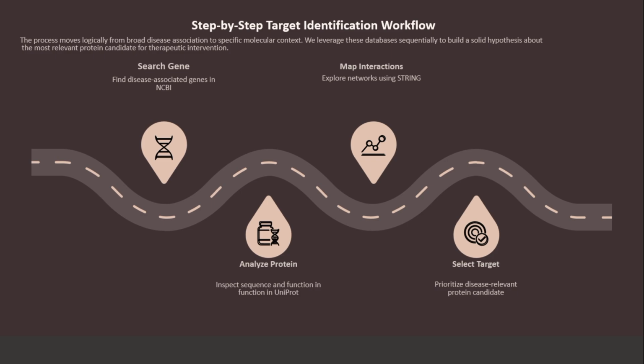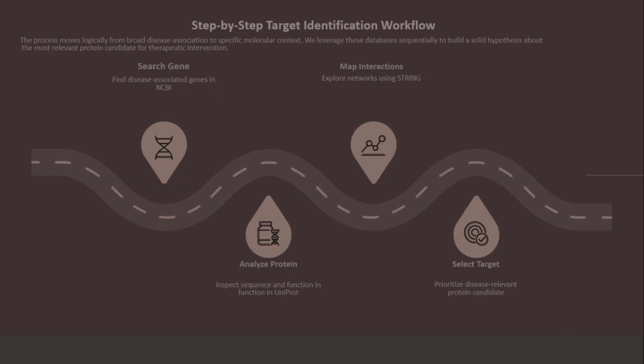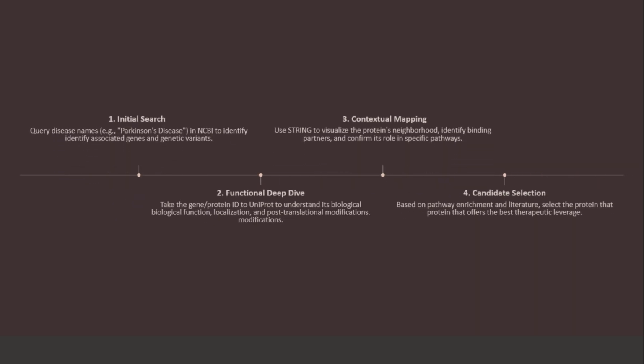Prioritize disease, variant, protein, candidate. So that's the pathway that we'll follow in our journey towards the web servers: searching a gene, then the protein on UniProt, and also the interaction map. So that's also the initial search.